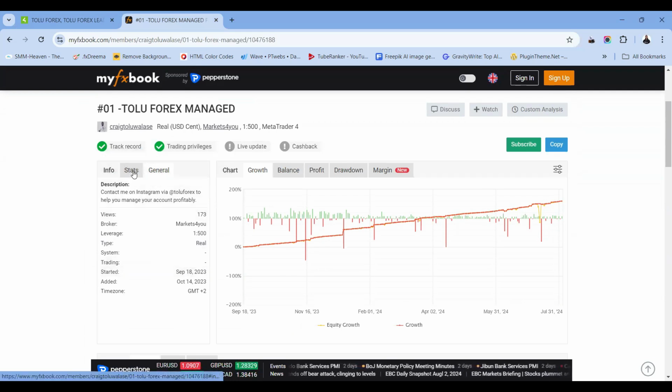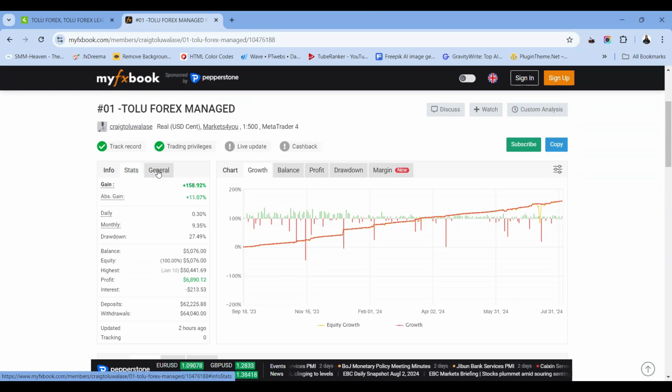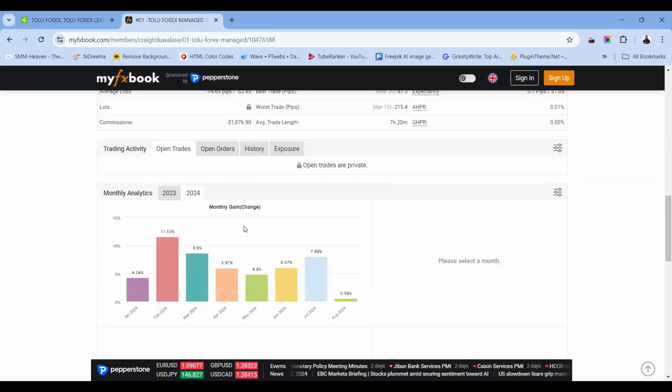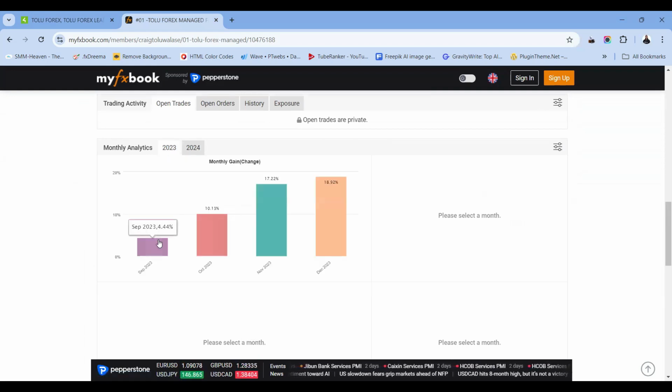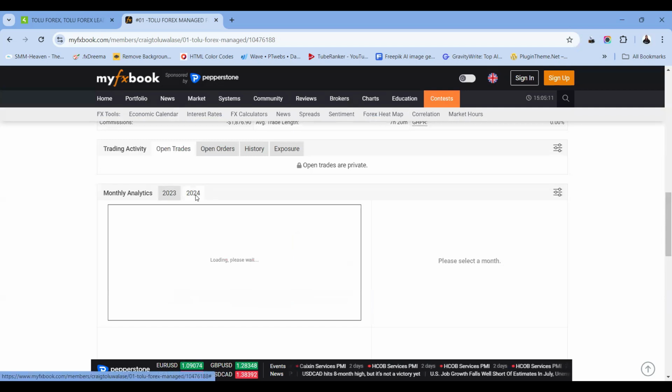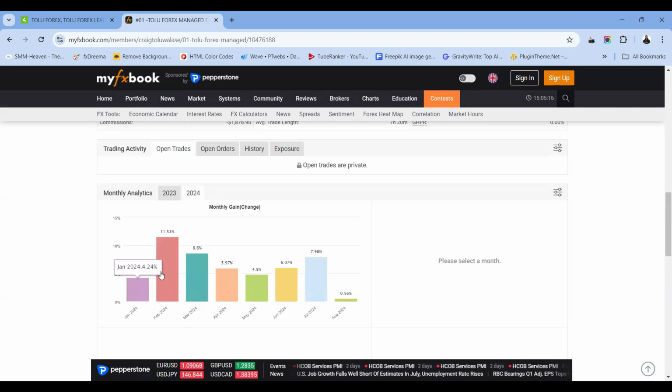You can see here that it has made 158% in profit, and similar charts too. If you check 2023, I'm waiting for it to load. So September, October, November, December, and so on like that. And then you can see here, I'm waiting for 2024 charts to open. So January, February, March, April. All through have been consistently profitable.